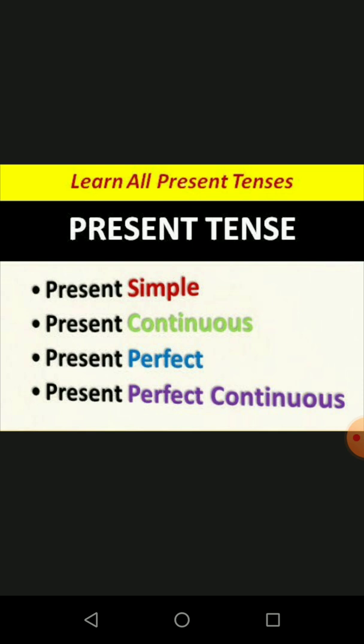So all of you, I guess, know that tenses are of three types, that is past tense, present tense, and future tense. So we will take up each of these tenses and the other subdivisions of these three types of tenses. Today I will start off with present tense. Present tense has four other subdivisions, that is simple present, present continuous, present perfect, and present perfect continuous.